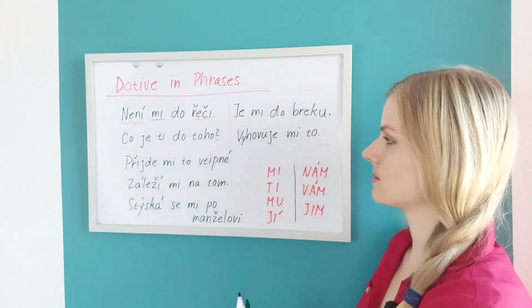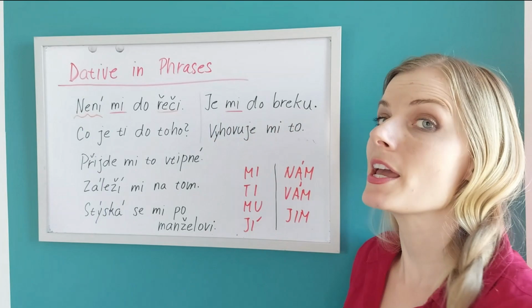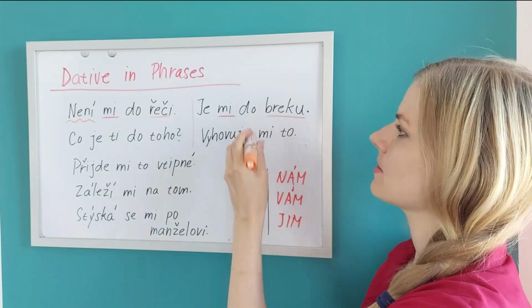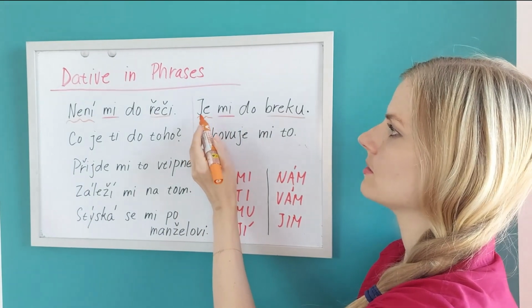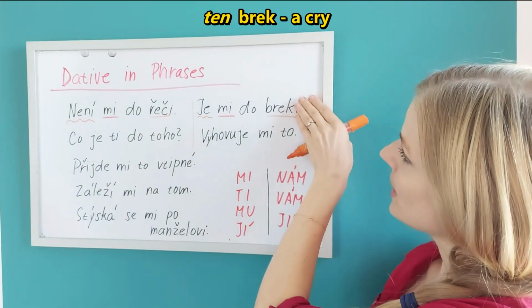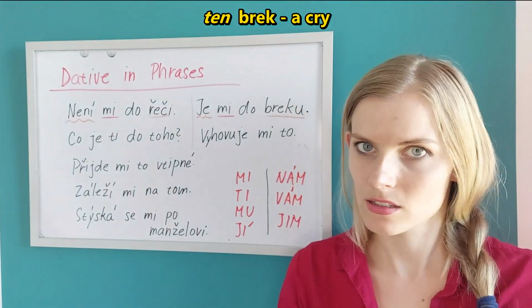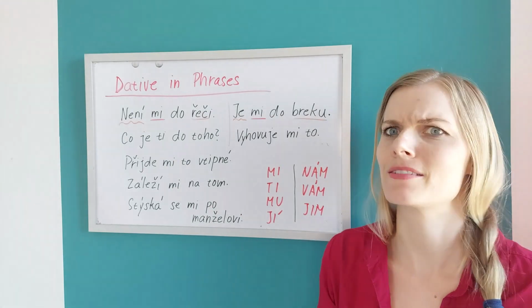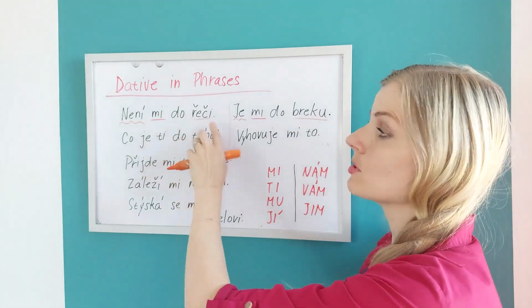You can say something similar. Je mi do breku. I feel like crying. The same way, the verb is here, the verb to be. Do breku, this is the genitive case. Brek means the cry, crying. And mi, that's me, who feels like crying. Je mi do breku. Není mi do řeči.